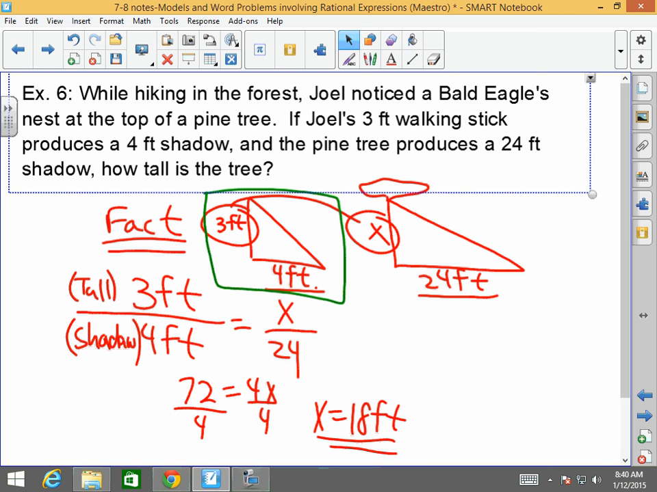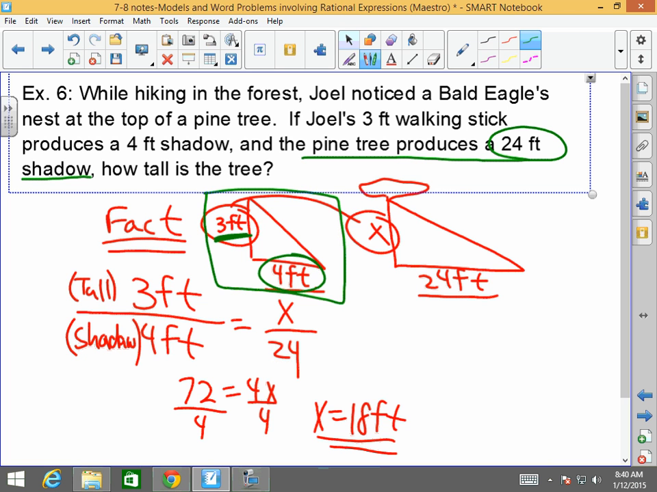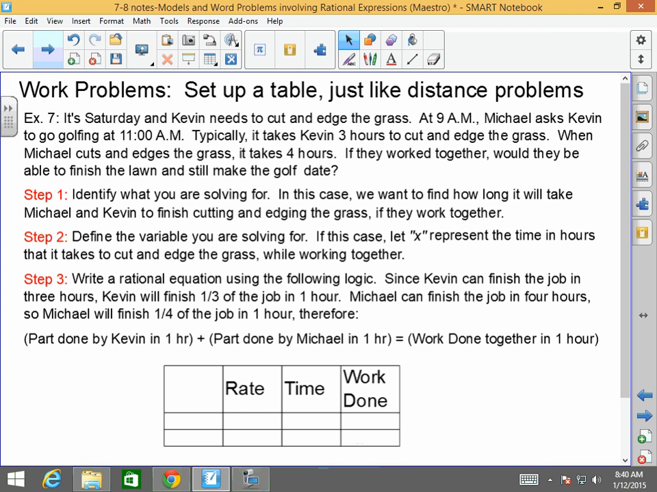Well, thank you for asking. The question was, how did I get to 24? The pine tree produced a 24-foot shadow. Isn't this height to shadow? What's the height of the tree to the shadow? No, thank you. That's why I asked. Thank you, my brother. Anything else, boys, before we move on? Because now we're going to start cooking. All right. Let's do it.